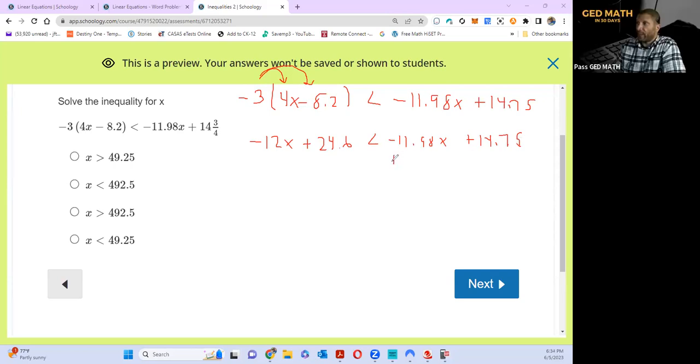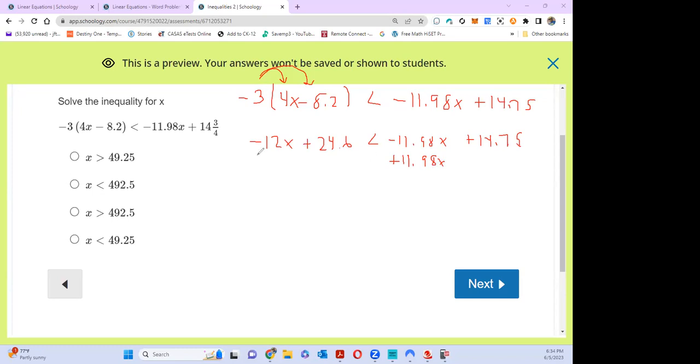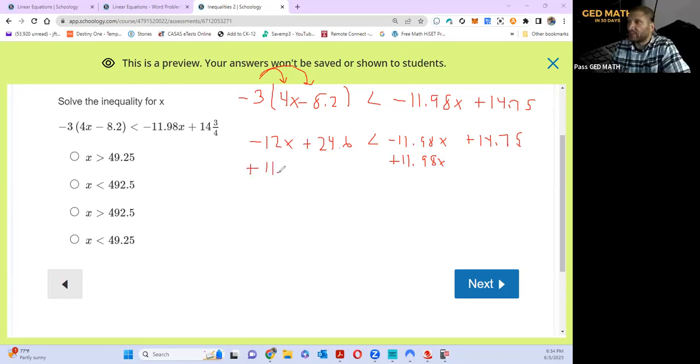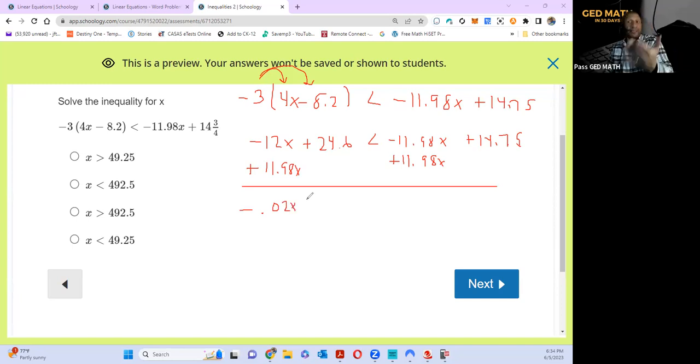So I'm going to add 11.98x because I want to move that whole term over to the other side. Whatever I do on one side, I do on the other. So I get negative 0.02x. Now you could use a calculator, but I did mental math. Plus 24.6 is less than, they cancel, 14.75.